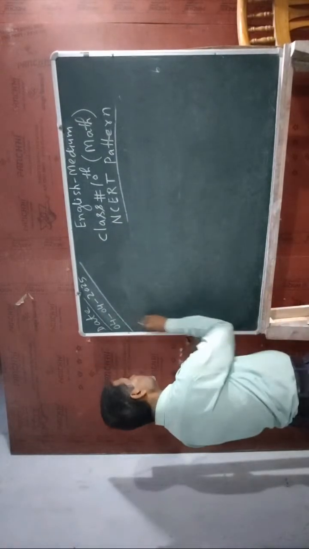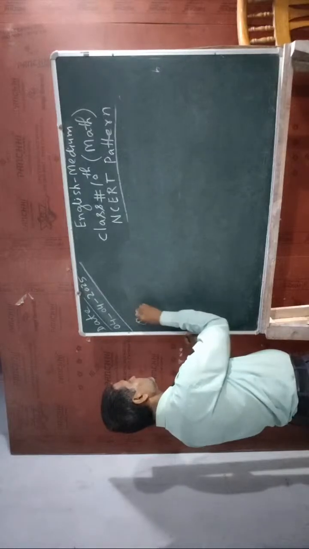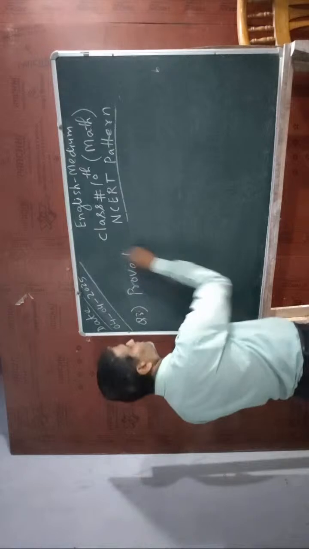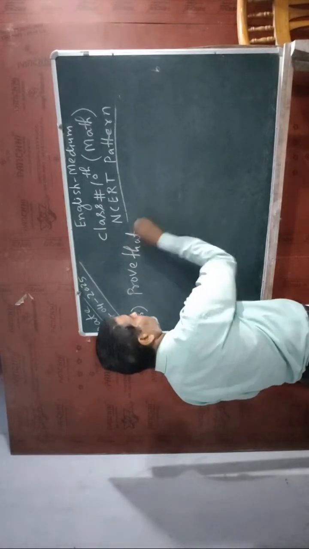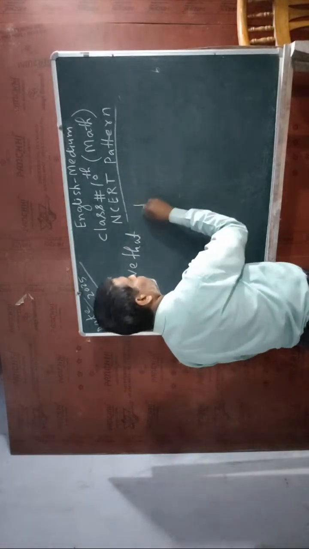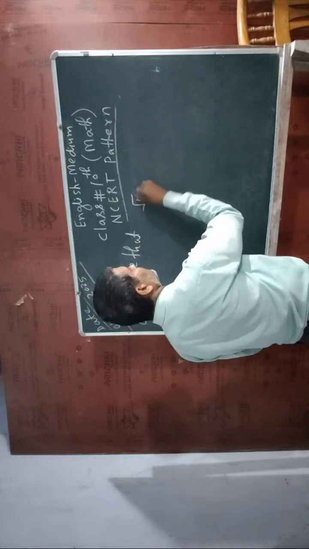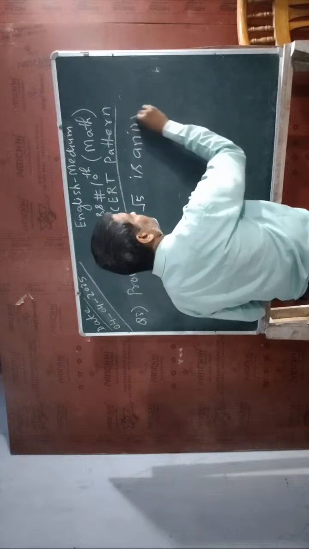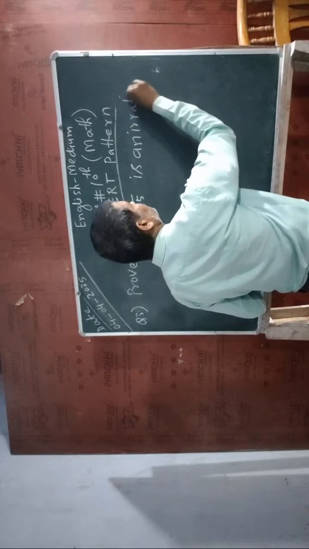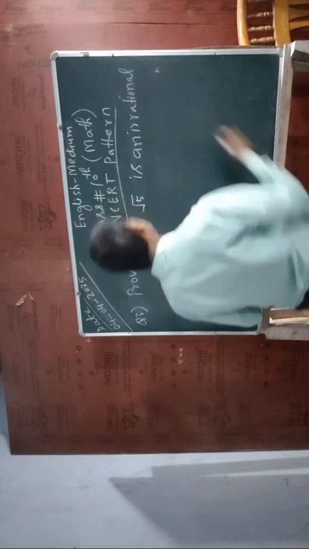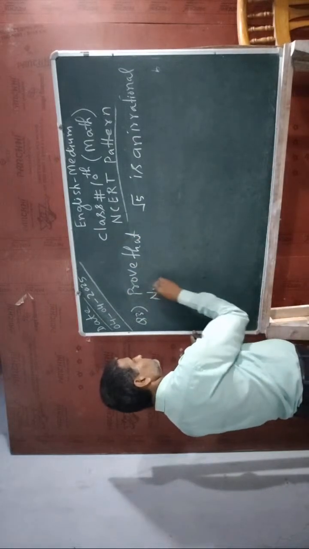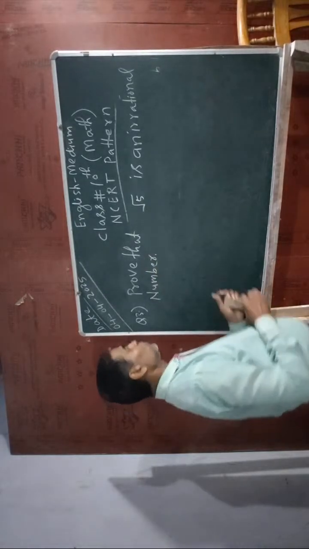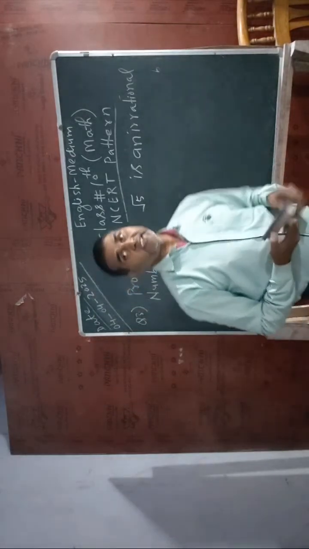Here I am going to explain question number 3. Prove that root 5 is an irrational number. Prove that root 5 is an irrational number.